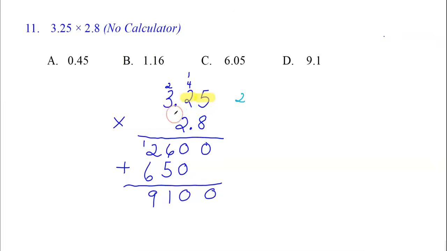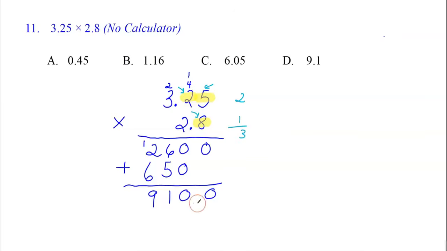Now what about this number 2.8? How many numbers are to the right of this decimal? There's 1. So let's count that up just to be sure we understand. So here there's 2 numbers to the right of this decimal, the 2 and the 5. And here there's 1 number to the right of the decimal, the 8. So that's a total of 3 numbers. 1, 2, 3, or I just add these up, that's 3.